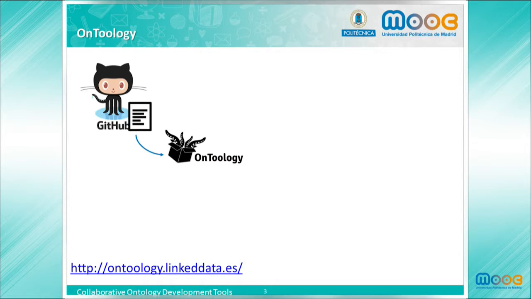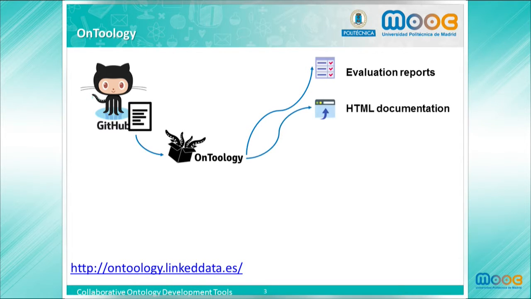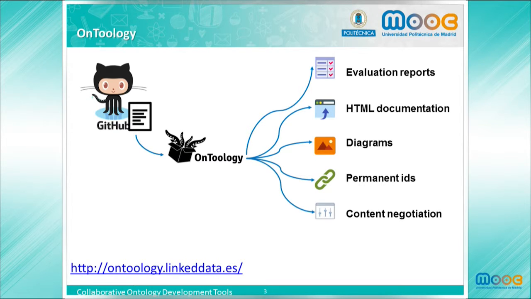Ontology works in combination with the GitHub platform, in which the ontologies are stored. Ontology provides support for generating evaluation reports. It also generates the HTML documentation for the ontologies and configurable diagrams. In addition, the system provides support for attaching permanent IDs to the ontologies in order to be published and generate the content negotiation bundle to be used in our servers, in case we want to publish it in our servers.